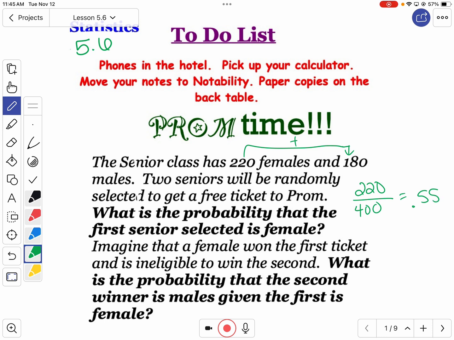Okay, so then let's imagine that a girl, a female, actually won the first drawing and is ineligible to win the second ticket. What does that do to the number of females that I now have available? It goes down one. It would leave me with 219. And what about my total? My total would go to 399, because I've already used one girl and she can't get it again, right? So I'll pull her out.